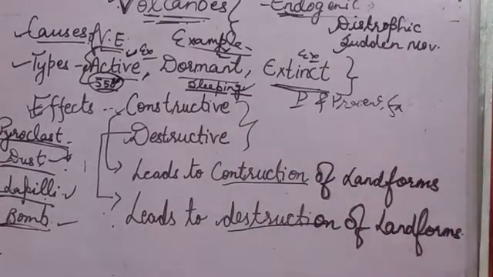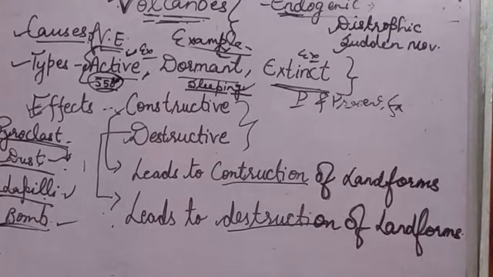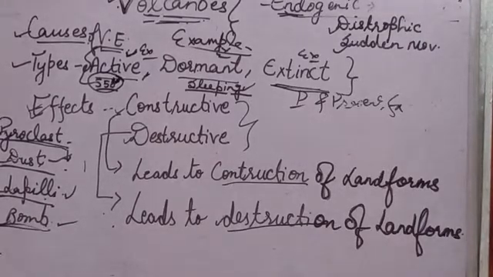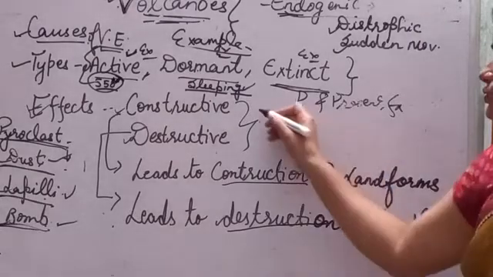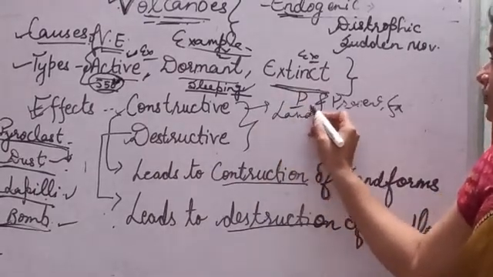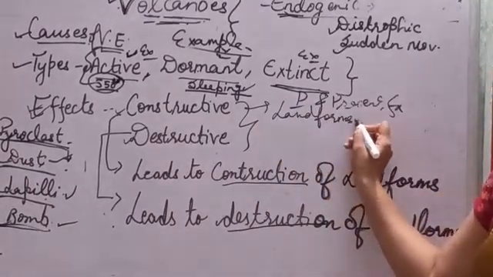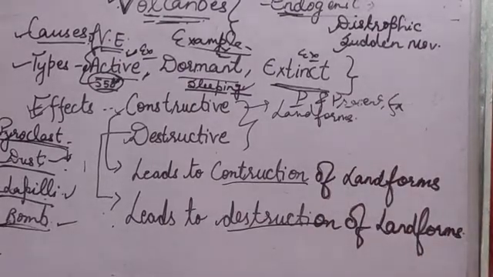So what are the constructive effects? First one is about landforms. Numerous types of landforms are created due to cooling and solidification of magma, which happens below the surface of earth, and the landforms are created on the surface of earth. They are known as extrusive landforms. So extrusive landforms are formed, which include volcanic plateaus, volcanic mountains, and volcanic plains.